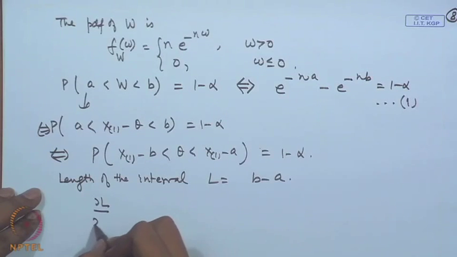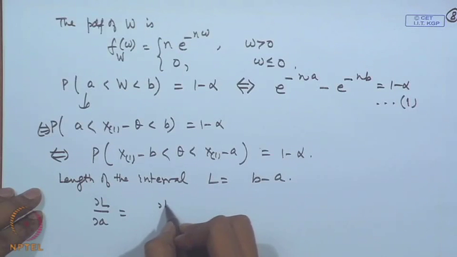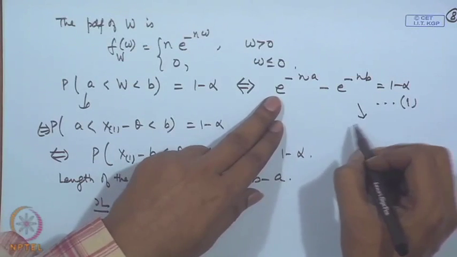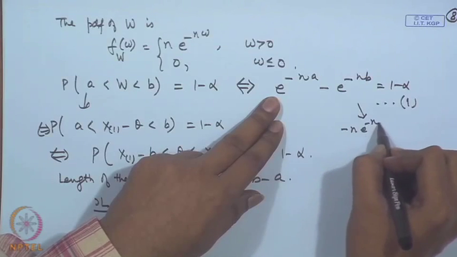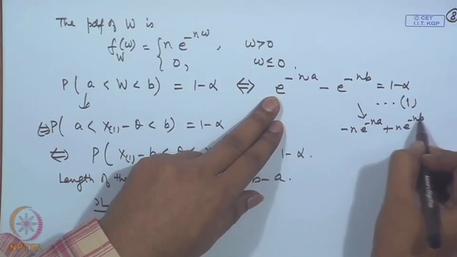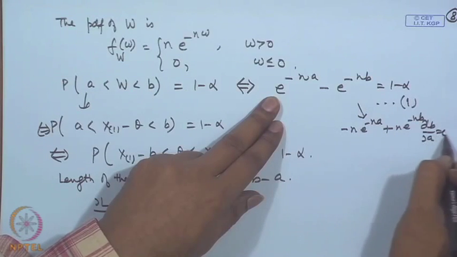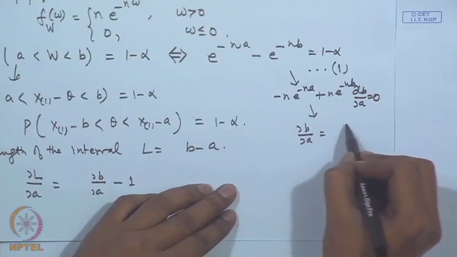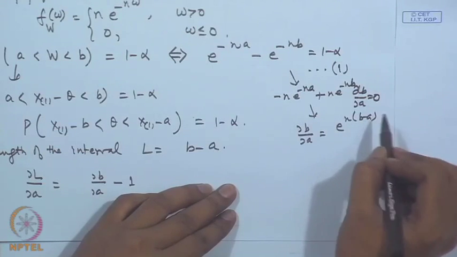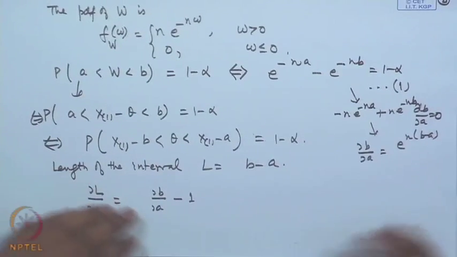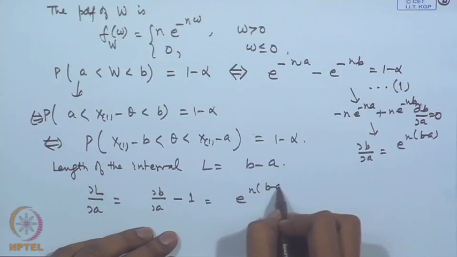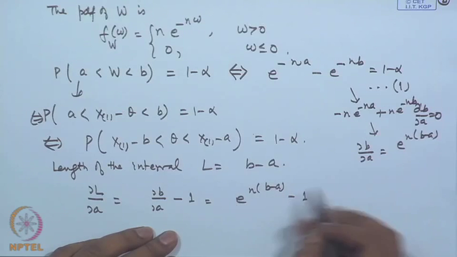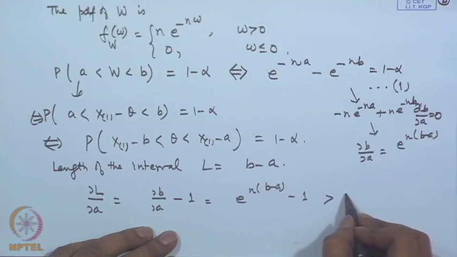Suppose I want to minimize with respect to a here, then I will get del b by del a minus 1. Now, if I differentiate this relation, I will get minus n times e to the power minus na plus n times e to the power minus nb (del b by del a) equal to 0. From here, del b by del a turns out to be e to the power n times (b minus a), so this is equal to e to the power n(b minus a) minus 1. Obviously, since b is greater than a, this is positive. So, this is greater than 1, that means this is greater than 0.